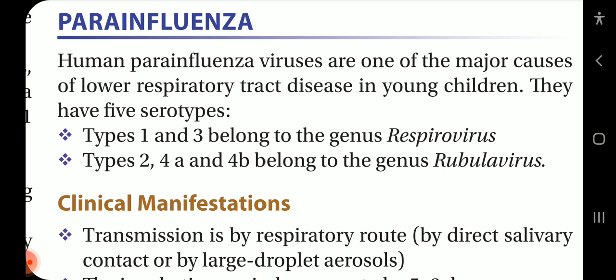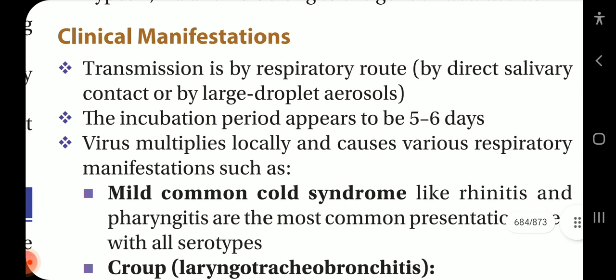Type 1 and 3 belong to genus Respirovirus, and type 2, 4A and 4B belong to genus Rubulavirus. Clinical manifestation: transmission is by respiratory route, by direct salivary contact, or by large droplet aerosols. The incubation period appears to be 5 to 6 days.